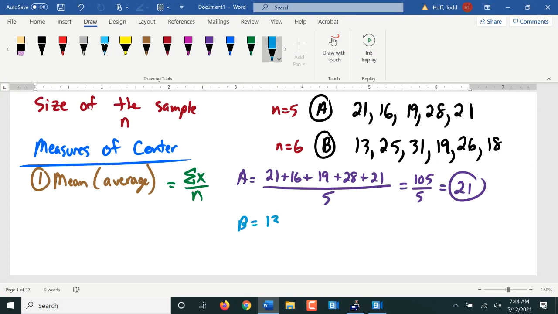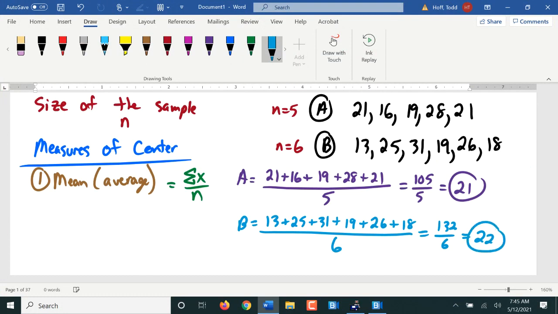Set B: 13 plus 25 is 38, plus 31 is 69, plus 19 is 88, plus 26 is 114, plus 18 is 132, divided by 6 is 22. That is the center of set B, or the mean of set B. Hopefully that's one that you're okay with. It's just the average that we've done since third grade or so.